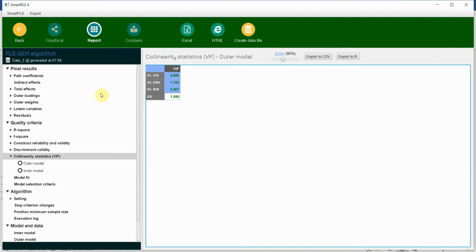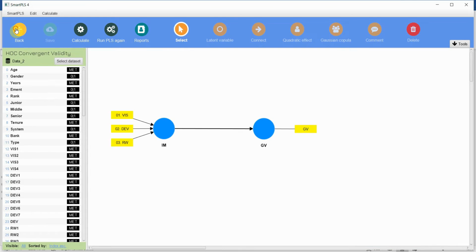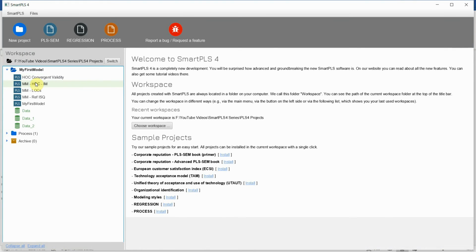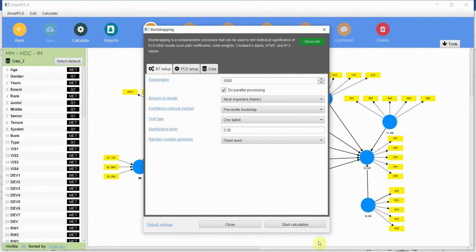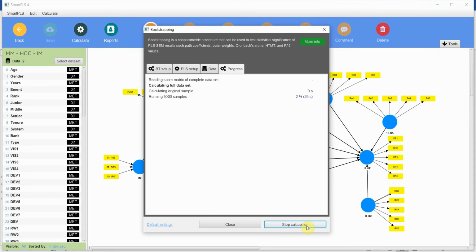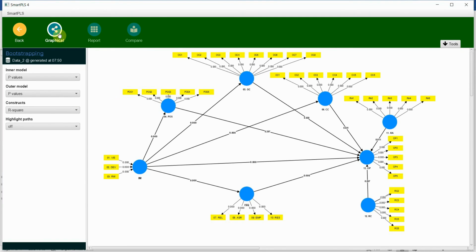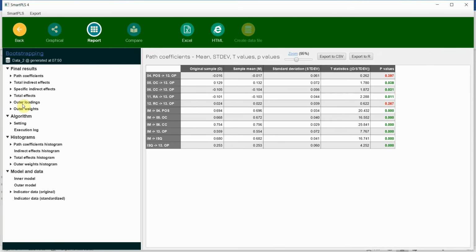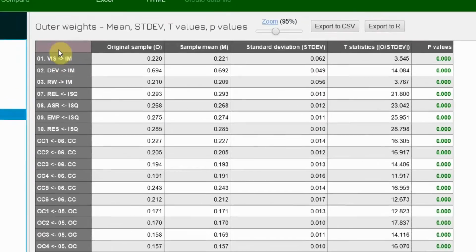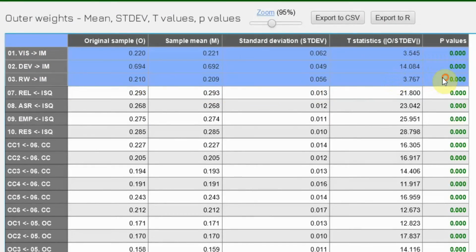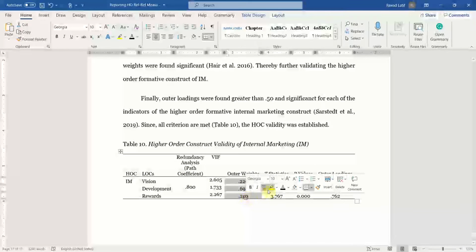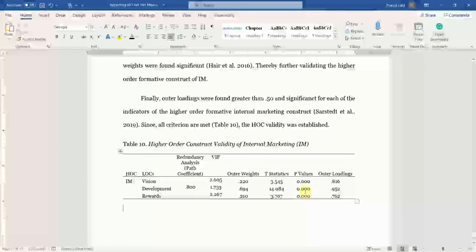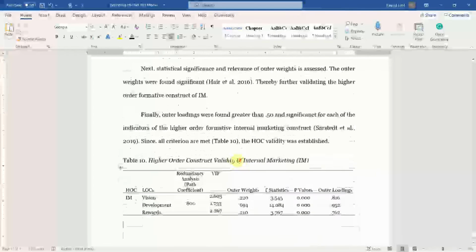Where are they? Just quickly, let me show you. You need to run bootstrapping for that. And here is my model. Let's go to calculate, bootstrapping. Let's leave it to default, start. Now let's have a look at the reports and outer weights. Look at these outer weights. Significant. And how do you report them? Just put it in here, put in the T statistics, put in their P values.